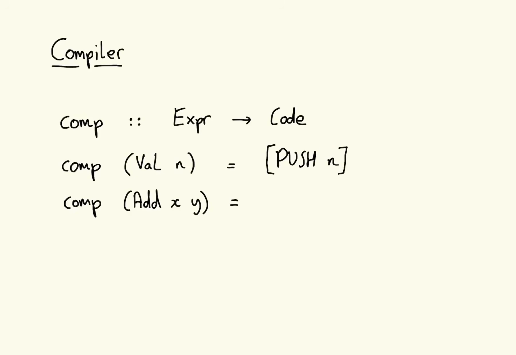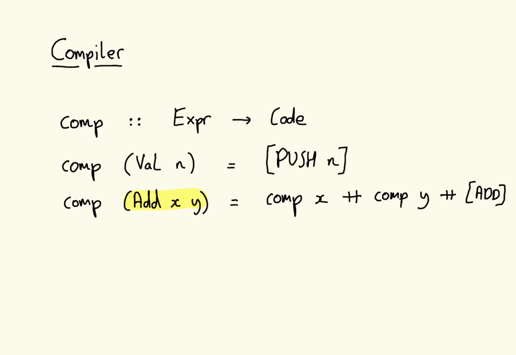Very straightforward. Then we can think, how do we compile an addition? Well, what we're going to do this time is compile the first expression x, then we're going to have an append, and then we will compile the second expression y, and then finally we're going to produce an add operation at the end. So this is the recursive definition for how you compile an addition.